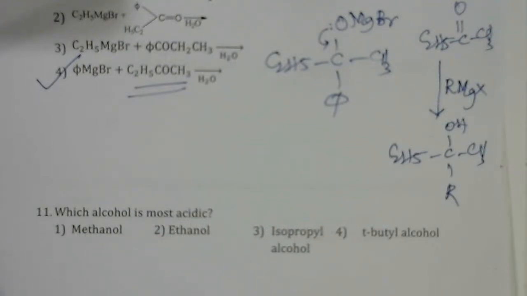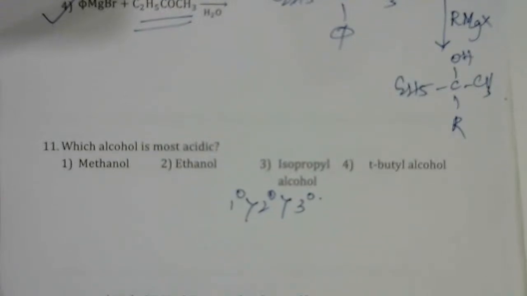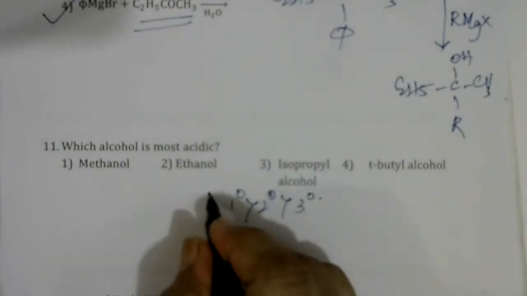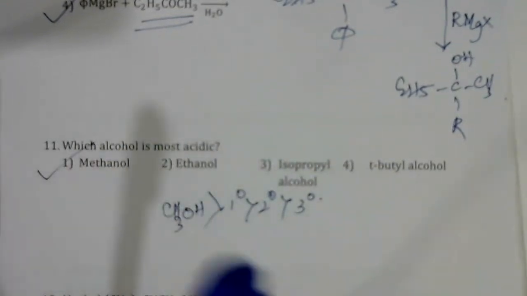Which alcohol is most acidic? Question number 11 asks which alcohol is more acidic. We know the acidic nature of alcohol is primary greater than secondary greater than tertiary alcohol. Correct? Before primary we can write methyl alcohol. Therefore the correct answer is methanol.